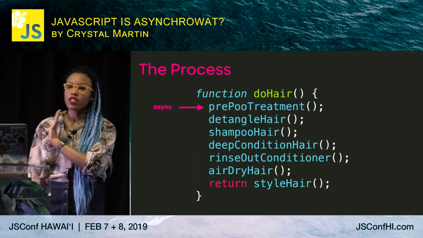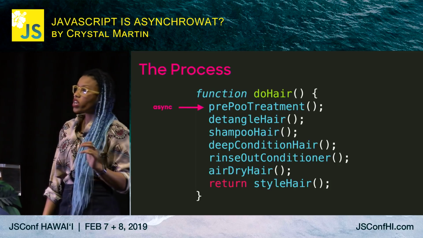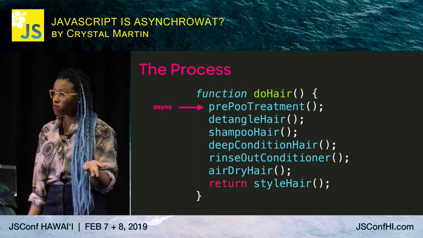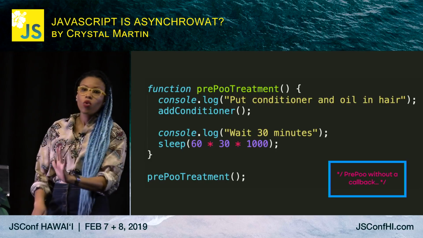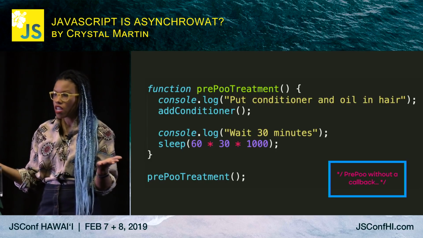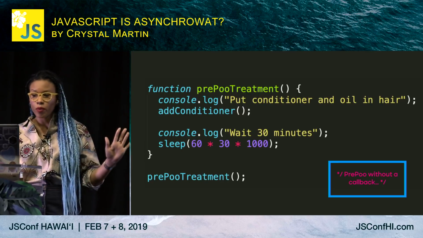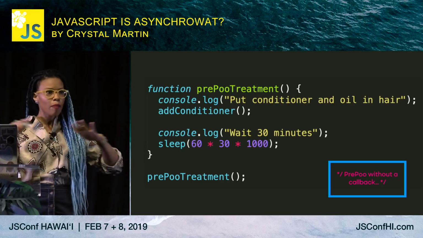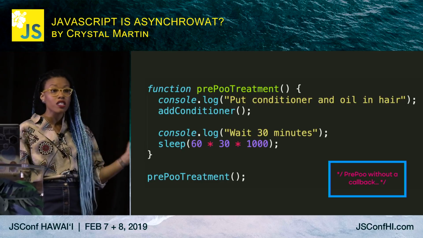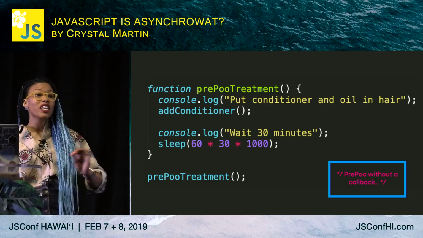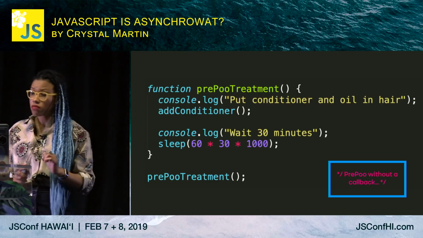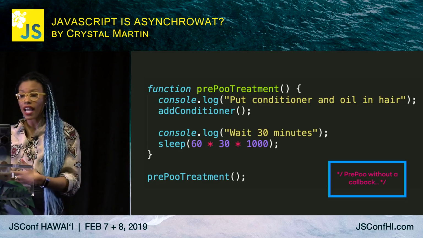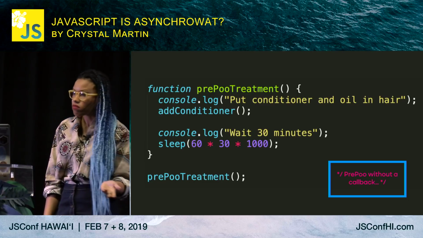So let's look at the callbacks and the do hair function. To remind you of the process here, we're going to look at pre-poo treatment since it's our first asynchronous function and it kicks off the do hair function. So this is pre-poo without a callback. This is what I do here. So the function would just sit here while pre-poo was finishing, right? And this function would be considered a blocking operation. You can't go on and do anything else in the do hair function, but I also can't do anything else in my overall chores function.